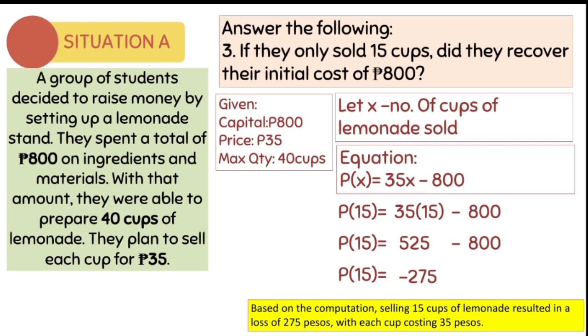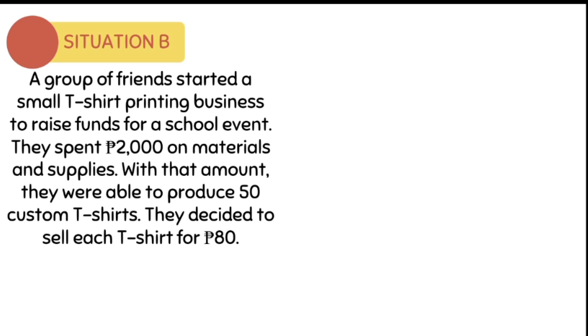cup costing 35 pesos. Let's have another situation which is quite similar to the first situation. A group of friends started a small t-shirt printing business to raise funds for a school event. They spent 2,000 pesos on materials and supplies. With that amount, they were able to produce 50 custom t-shirts. They decided to sell each t-shirt for 80 pesos.